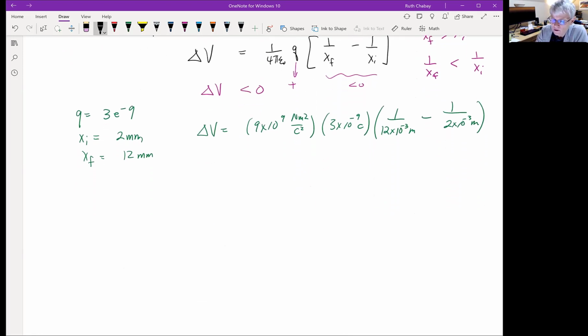And this gives us our most general definition of potential difference.